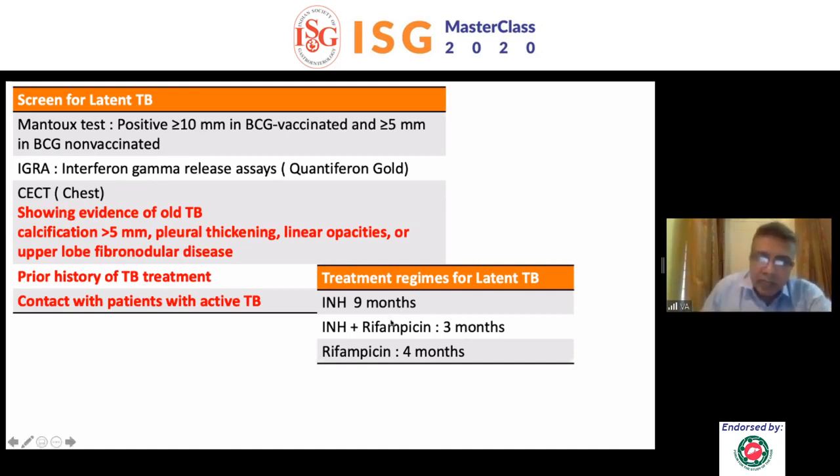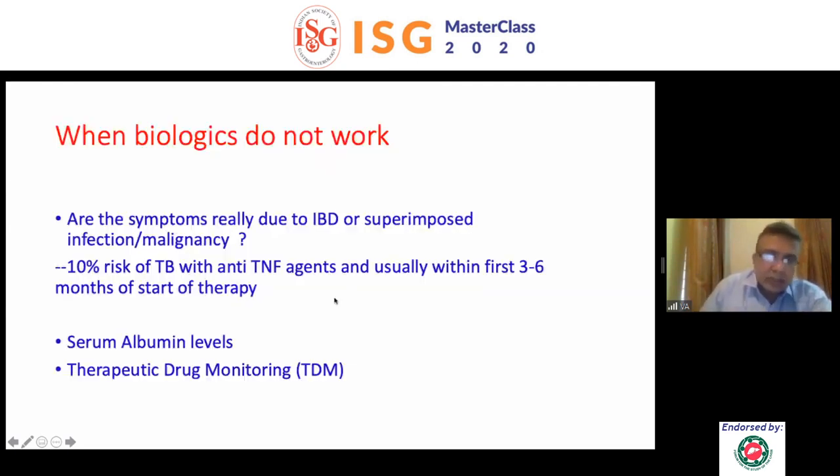simultaneously before starting biologics, that is INH for 9 months or INH plus rifampicin for 3 months, or you can also use rifampicin for 4 months. You can use any of these regimens.